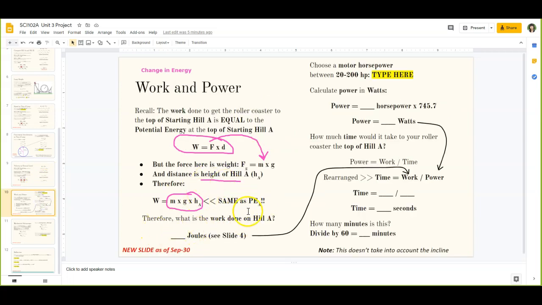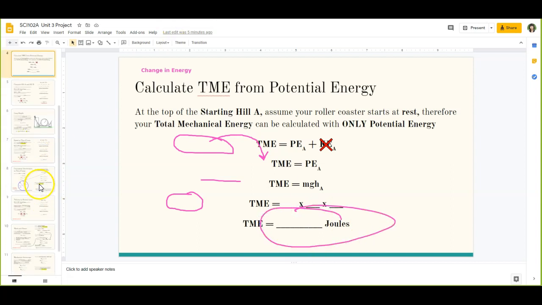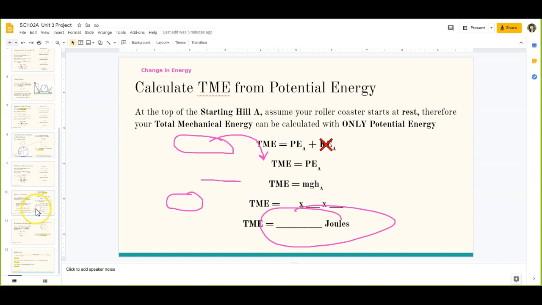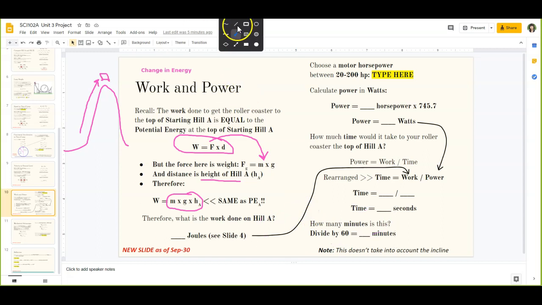So therefore, what is the work done for hill A? You don't have to recalculate it, just grab the answer from slide 4. So again, grab this answer right here. That is going to be the work done to get your roller coaster to the top of its hill. Remember, a motor is going to take your roller coaster to the top of its hill before it allows it to drop. So it's going to drag your roller coaster all the way up before it drops and begins the actual ride. Again, that's just from slide number 4, easy peasy, don't have to recalculate it.